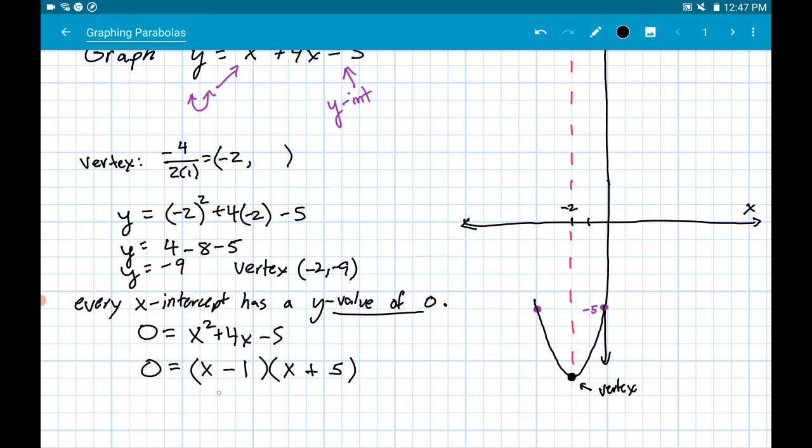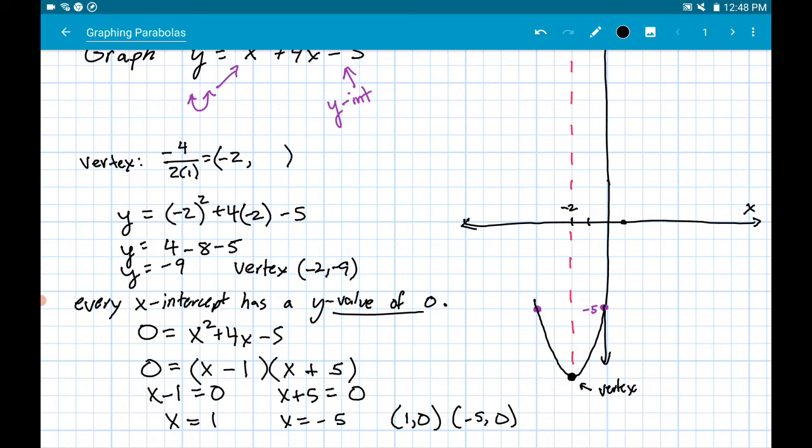Now, to solve it, we need to set each factor equal to 0 because of that zero product property. Some of you might do these steps in your head. Just be careful. You want to make sure your answers kind of make sense on the graph. So when it says x equals 1 and x equals negative 5, these values, these points that I'm drawing right now, these are x-intercepts on our graph. Let's see if it makes sense.